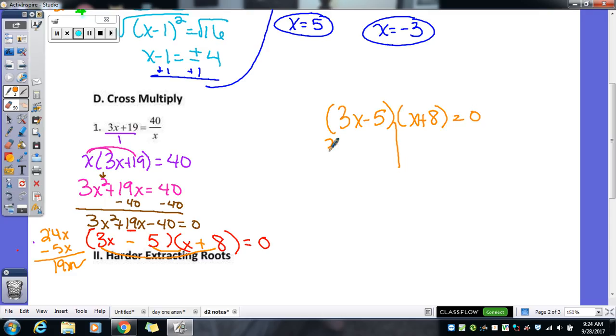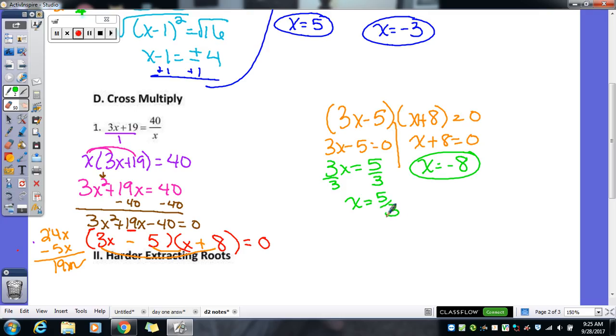So now we just got to set them equal to 0. So 3x minus 5 equals 0, x plus 8 equals 0. So one of my answers is negative 8. I always do that one first because that one's a little easier. The other side, I'm going to add my 5 over, and then divide by 3. So our other answer would be x equals 5/3. You don't want to turn that into the repeating decimal. Leave that one as the fraction 5/3.